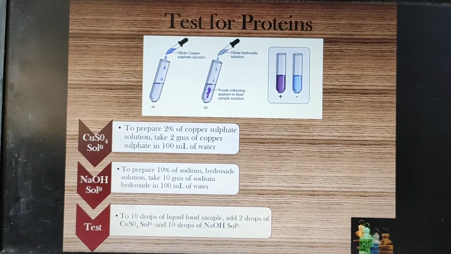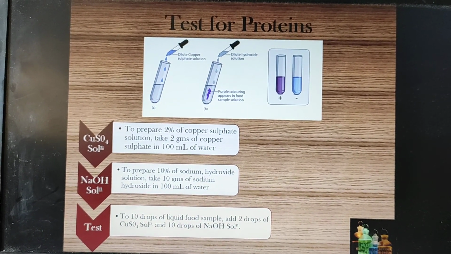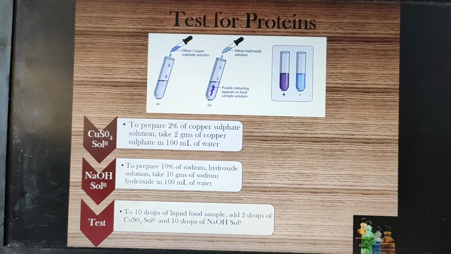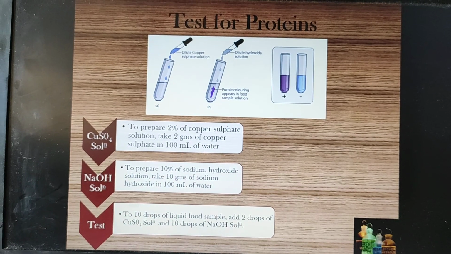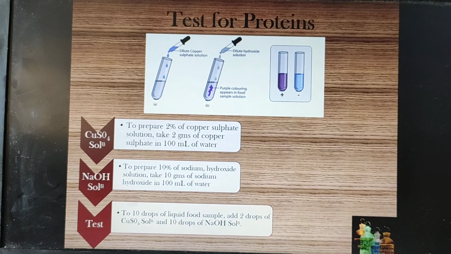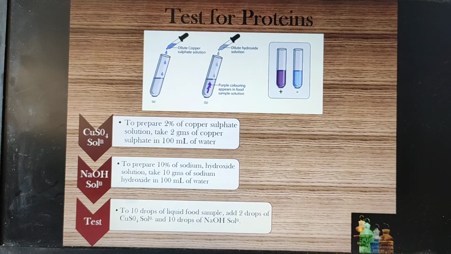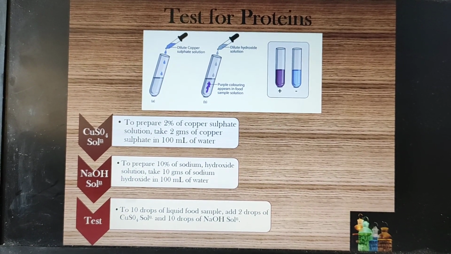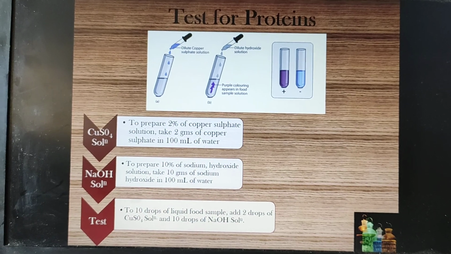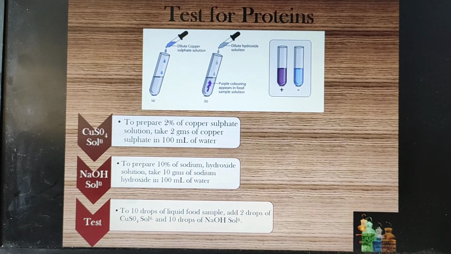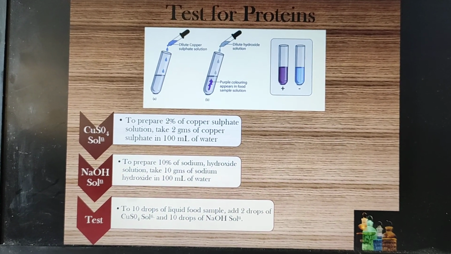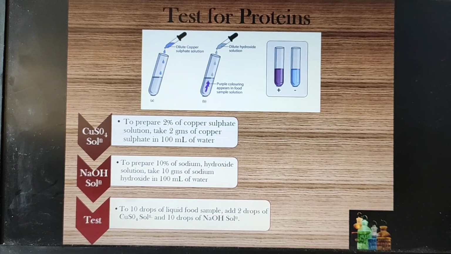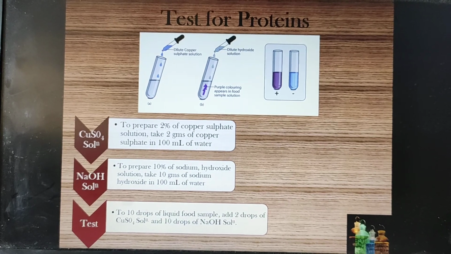We prepare the copper sulfate solution. For this, you need to take 2 grams of copper sulfate in 100 ml of water. This makes a 2% copper sulfate solution. Then we prepare the sodium hydroxide solution. That is done by taking 10 grams of sodium hydroxide in 100 ml of water. Now, to 10 drops of the food sample that we prepared, we add 2 drops of copper sulfate and 10 drops of sodium hydroxide. The color change indicates the presence of proteins.